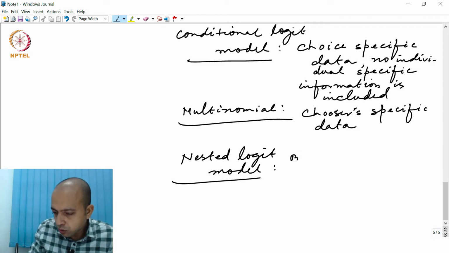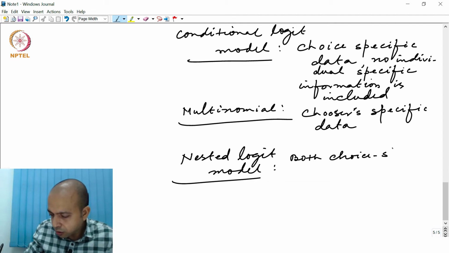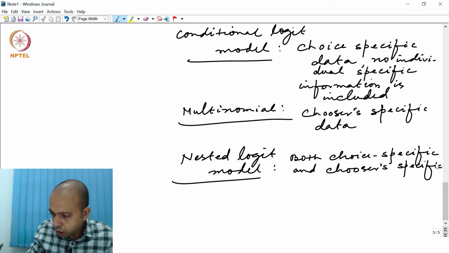So both choice specific and choosers specific data are included.